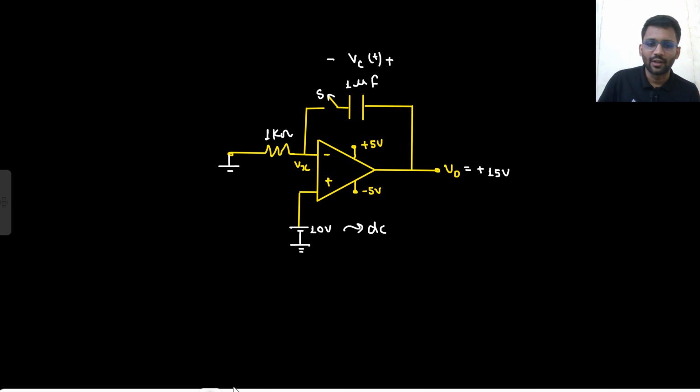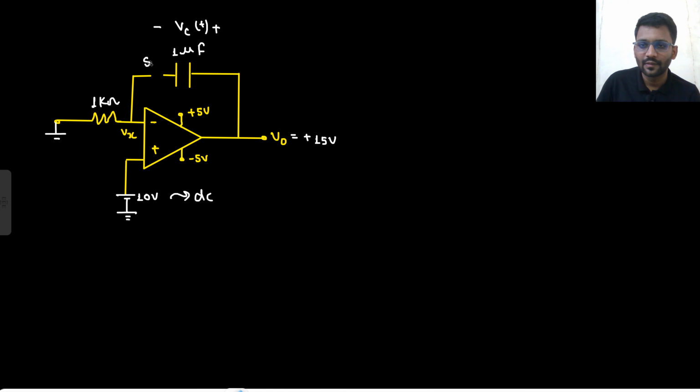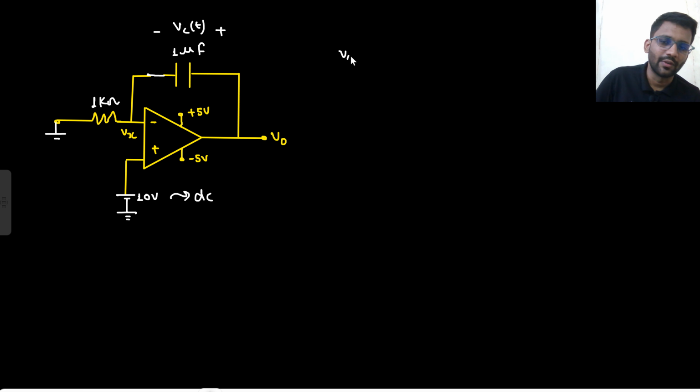So if virtual short is valid, then how would the circuit look like? This is your VCT, and output is not saturated this time. What will be your V naught T? Virtual short is valid, so this 10 volt will go here. Now this is 10 volts, so this will drive 10 milliampere current, so this will also drive 10 milliampere current. Right? So what will be your V naught T?